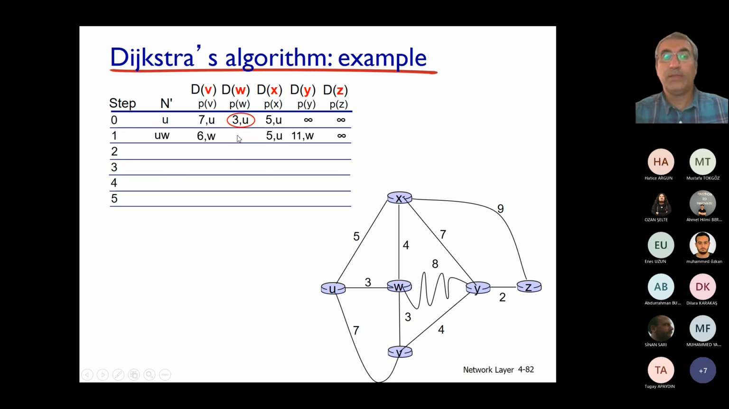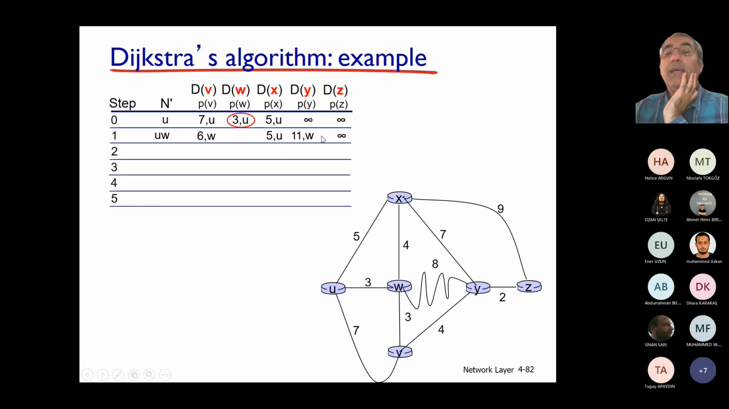So we are already done with the W node, so we skip here, and now we have the X node. Still we can go through the W, which is 3 plus 4 equal to 7, and the current value is 5. That's why we don't update. Because this is still the minimum path between u and x, we keep this one.